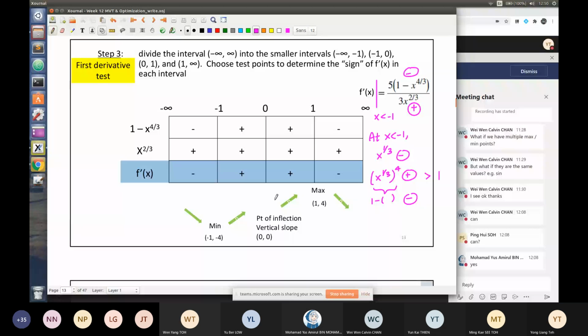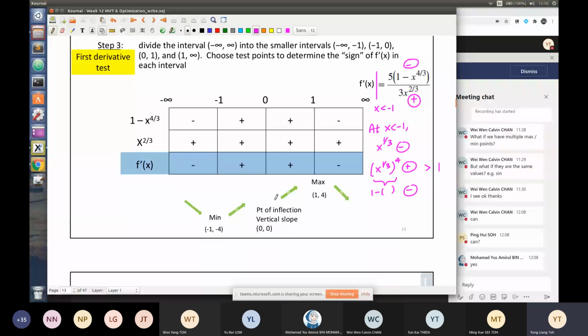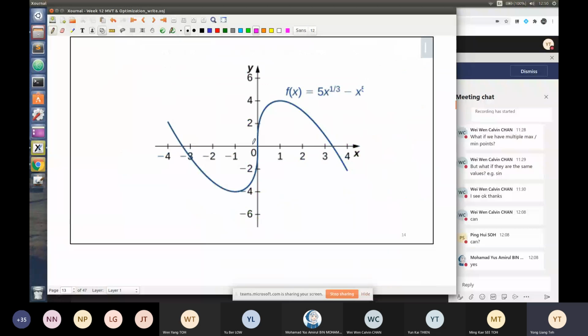So you can see that this is indeed a point of inflection here. So we have a minimum at -1, a maximum at 1, and this is a point of inflection. This is why f prime does not exist here, because your gradient is actually infinity. But nevertheless, before and after, the gradient is actually positive. So that's of course in agreement with our analysis, our first derivative test just now.